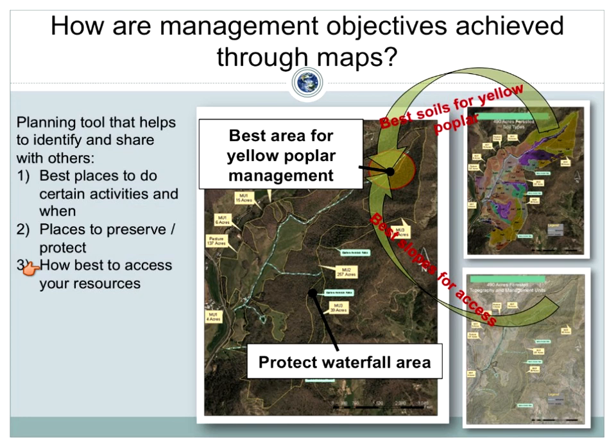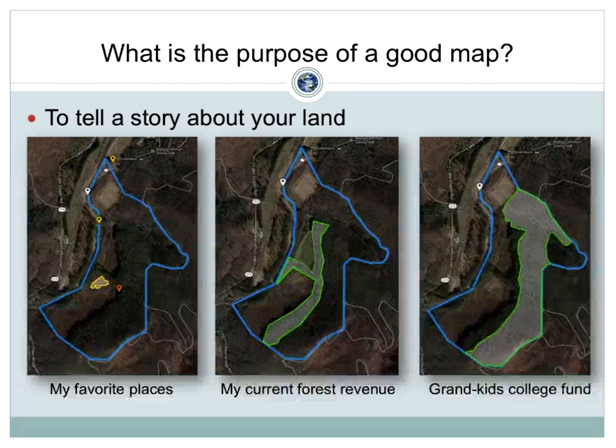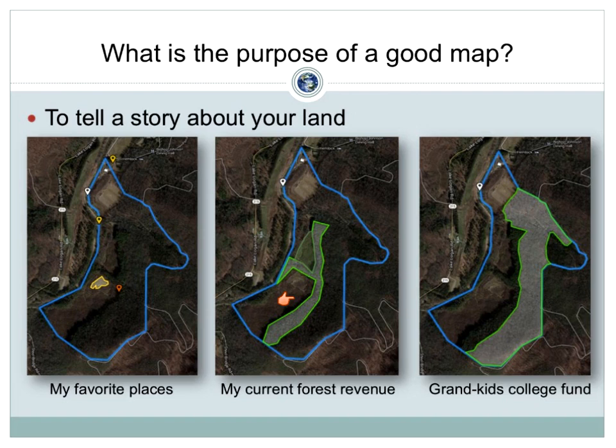Other good ways of telling stories about your property, showing areas where you might be your favorite places, what your current plans for forest revenue are, and then what your future plans for forest revenue are. And they don't all have to be on the same map. And the beauty of My Land Plan, these are all developed in My Land Plan, by the way, you could turn on and off any one of these so that you can only see the layer that's of importance to you at that particular time.